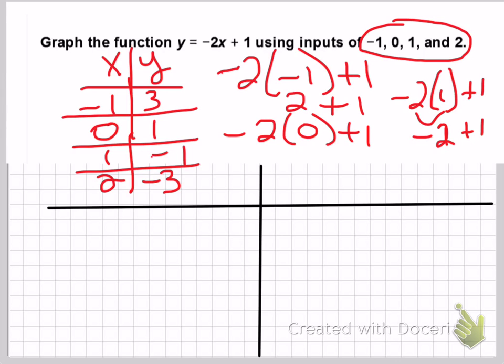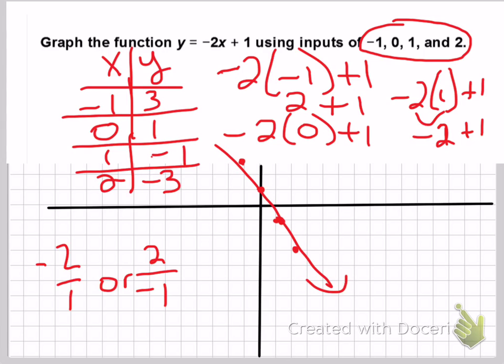Or we can start at 1 on the y-intercept, down 2, right 1, because a negative 2 slope is negative 2 over 1, or positive 2 over negative 1. So I can go down 2, right 1 for my next point, down 2, right 1, or I can go up 2, left 1. I'm still on my same point.